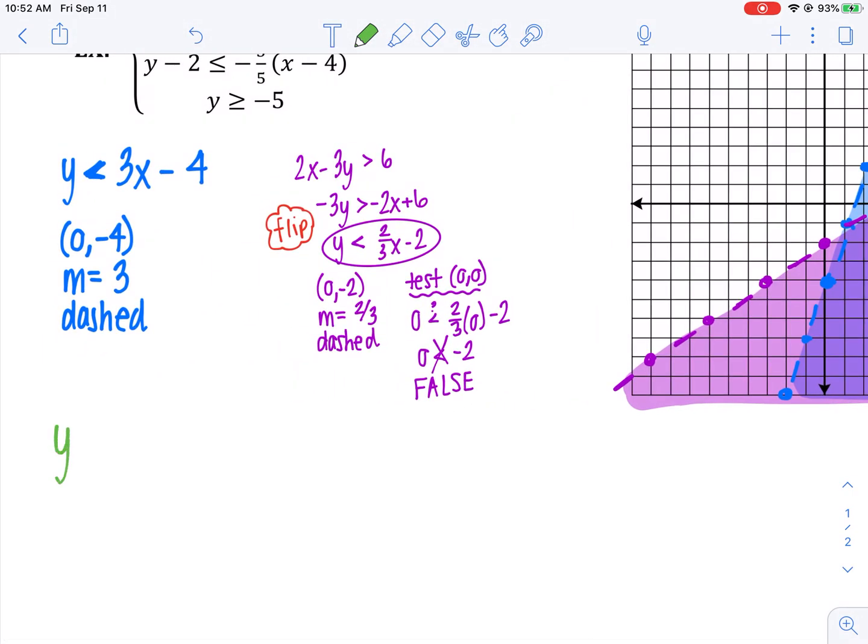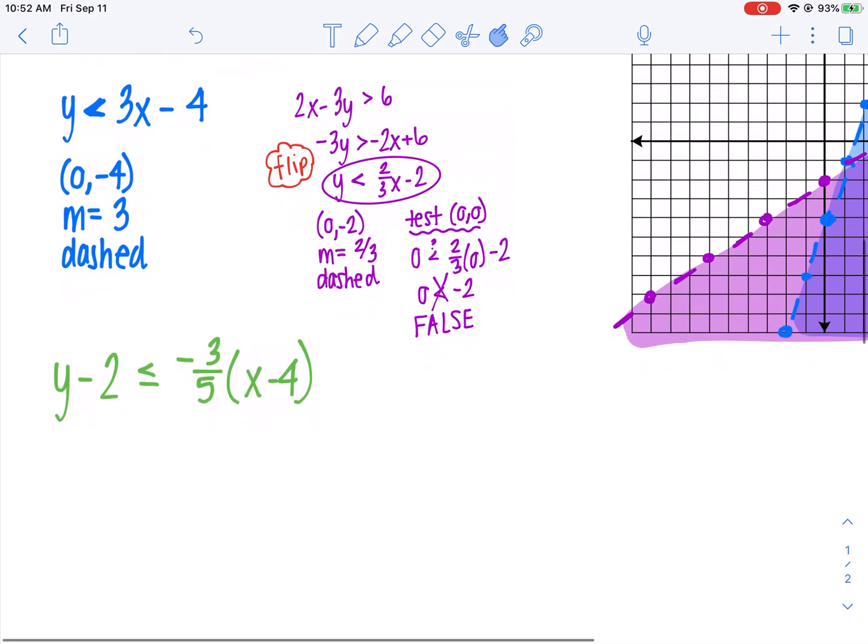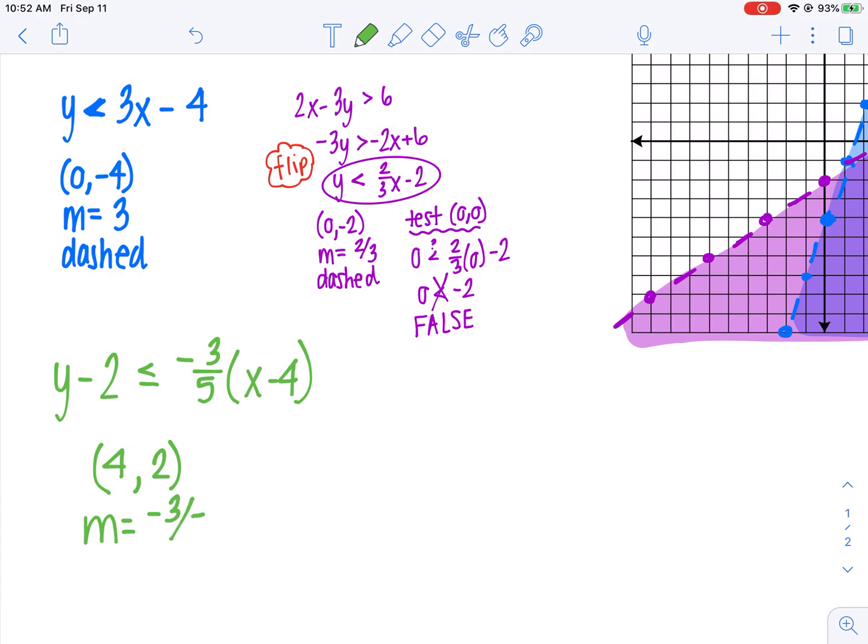Okay. Next one is y minus 2 less than or equal to -3/5 x minus 4. Hopefully you notice this is in point slope, so it's actually not as bad as you would think. This is telling you you're going to have the point 4, 2, the opposite of the x and the y. Your slope would be -3/5. Based on your symbol, it's a solid line.